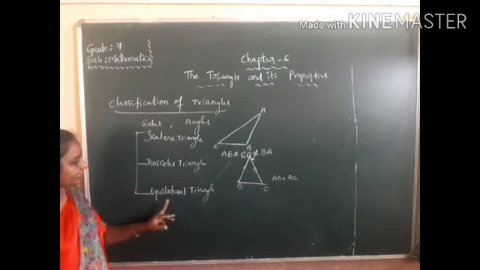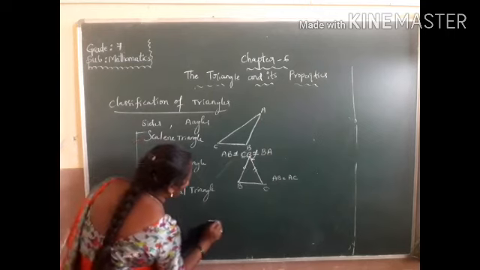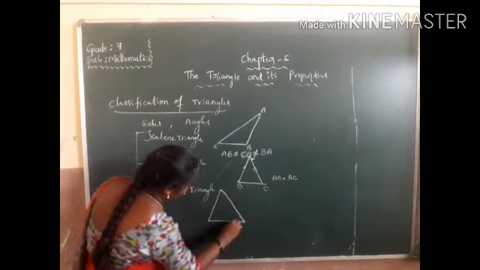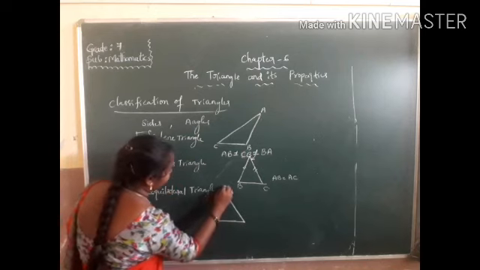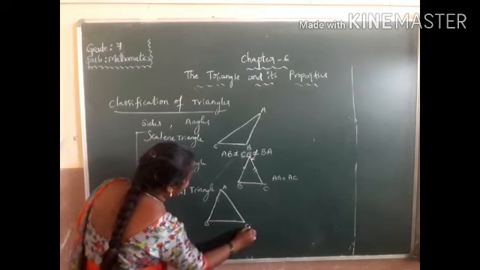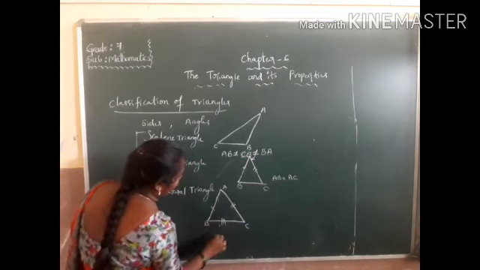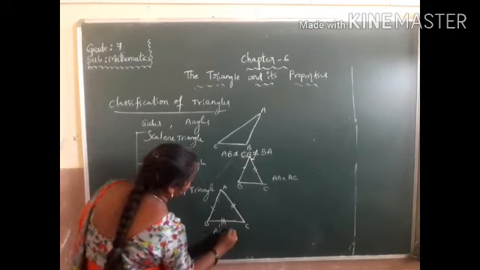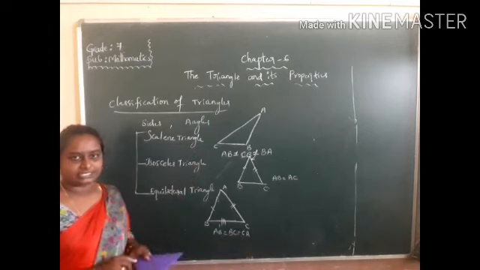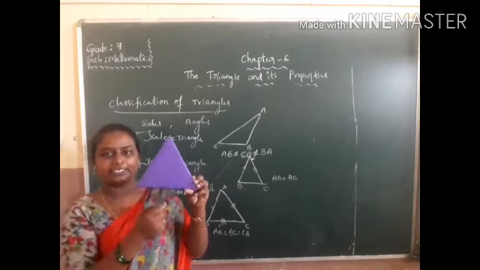Tell me, equilateral triangle. Yes, obviously, all the three sides are equal. Such a triangle is called an equilateral triangle. This side, and this side, all the sides are equal. That is, AB is equal to BC is equal to CA. Such a triangle is called an equilateral triangle.